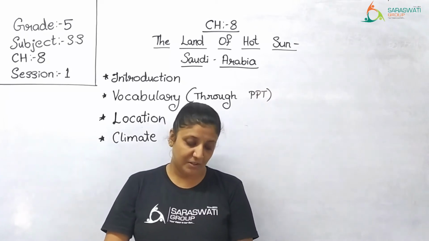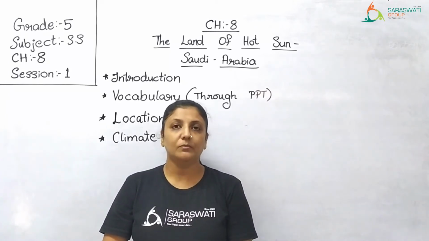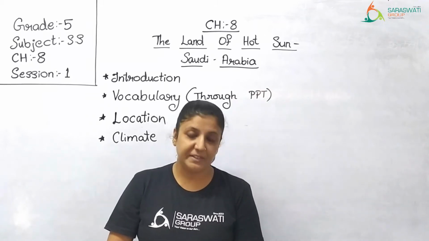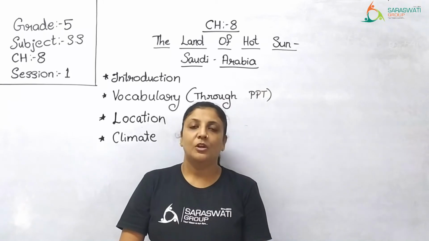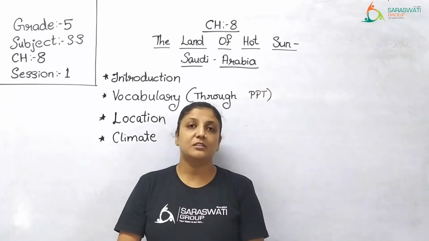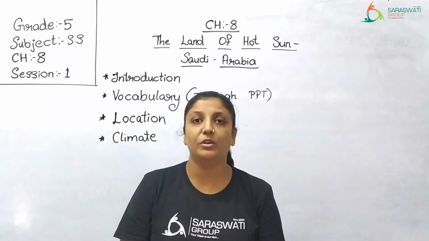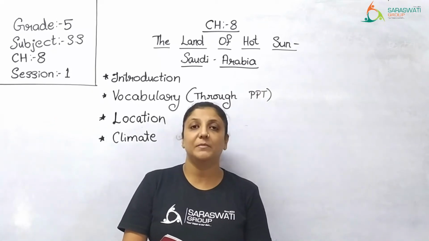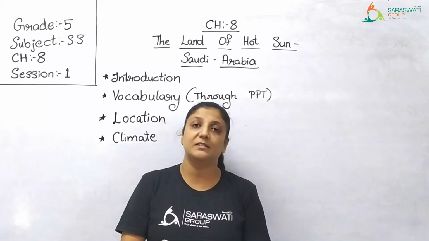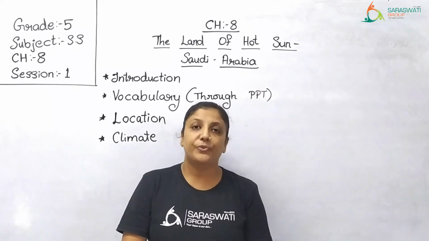There are mainly 3 types of desert. They are tropical desert, cold desert and temperate desert. Tropical deserts are the deserts which come under the tropical zone. Temperate deserts are those deserts which come in the temperate zone, and cold deserts are in the frigid zone.